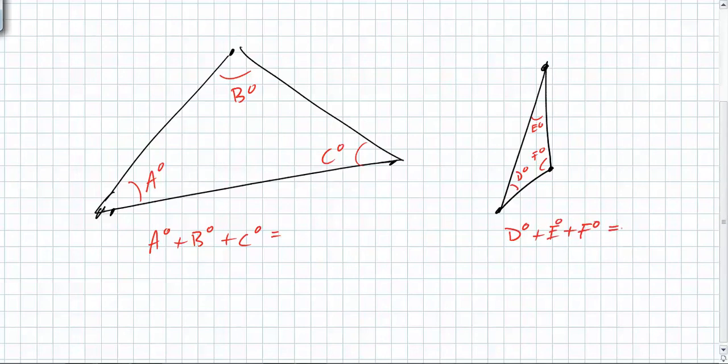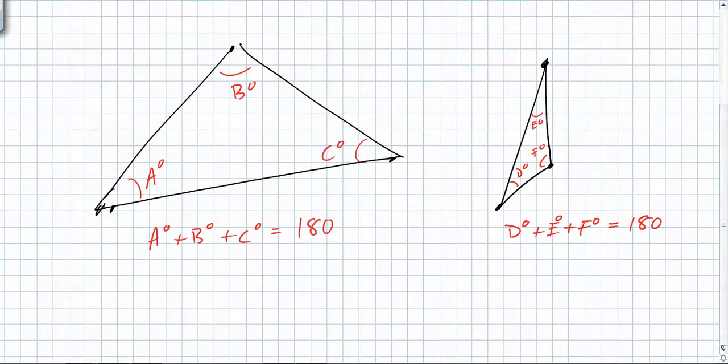Matt, what is it? Yeah, it always equals 180. No matter how you change a triangle, the internal angles always add up to what? 180. Okay, that's great. Let's just remember that fact.